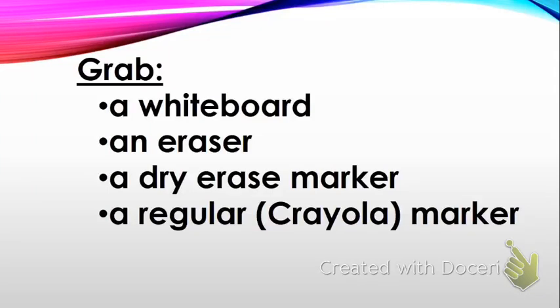So for the first thing that we're going to do, you need the regular marker, the Crayola marker, not the dry erase marker. So please grab the Crayola marker. You're going to be writing on the posters that I have around the room. There are 6 posters around the room with 6 different mathematical symbols that you see show up in equations or expressions.